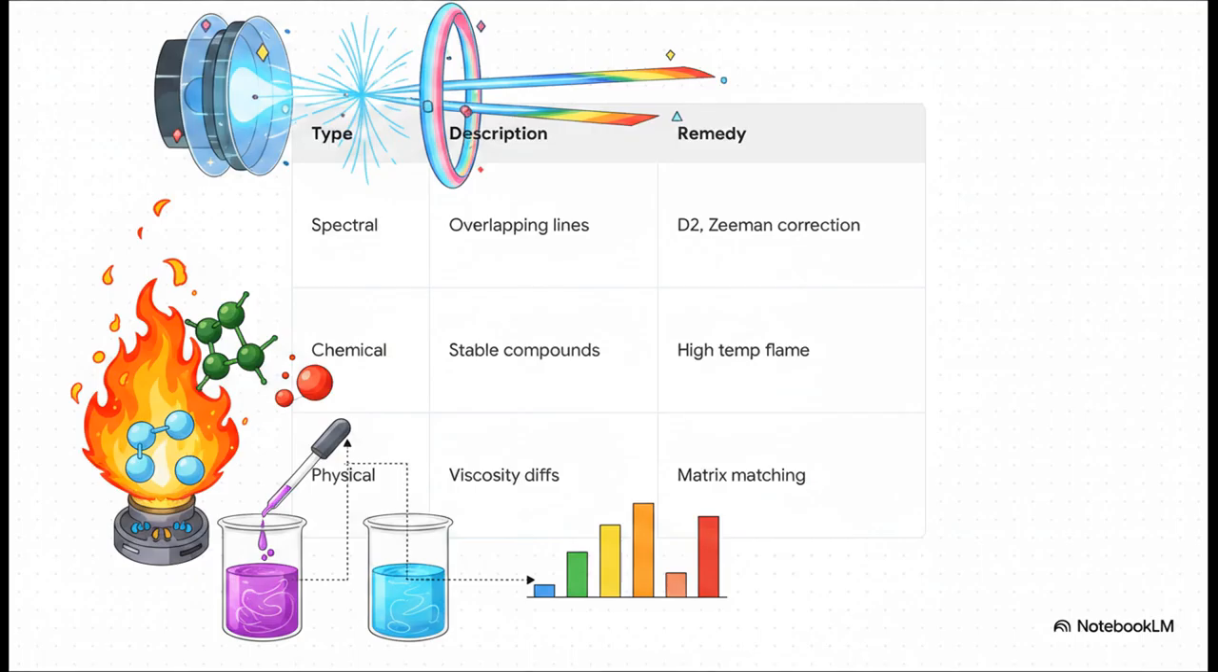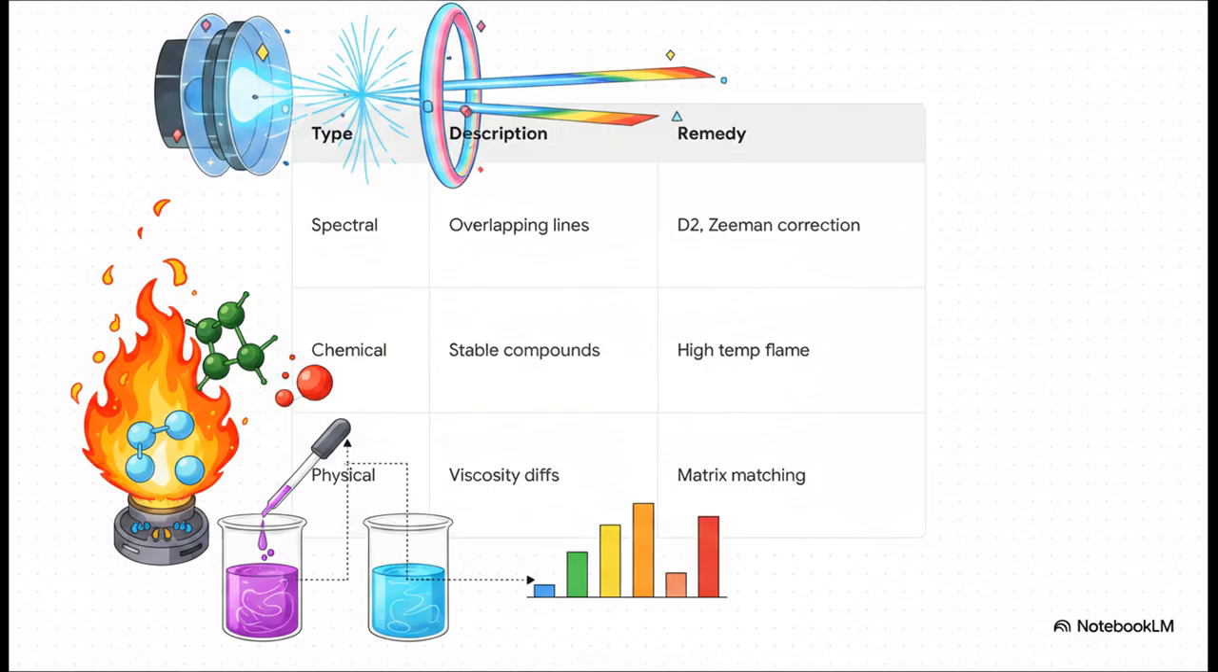How do we fix it? Clever background corrections. We might use a deuterium arc lamp, the D2 correction, to measure and subtract the broad background. Or we use Smith-Hieftje self-reversal. Or, my personal favorite, the highly advanced Zeeman effect, which uses a powerful alternating magnetic field to literally split the atomic lines and isolate the true target signal.